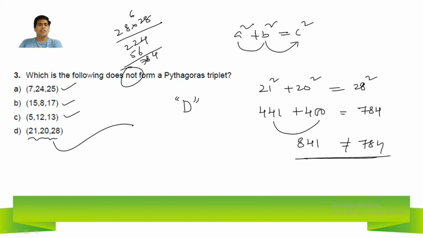So the remaining three all obey it. Already we saw the Pythagoras triplets, so you can cross check in the introduction. Question number 4.